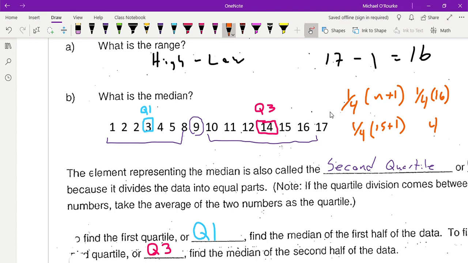So if you want to use the equation to find the quartile numbers, that's perfectly fine. If you just want to string them out, find the median of the whole, find the median of the first half, find the median of the second half, that's fine as well. The old saying is that it's six of one, half a dozen of the other.